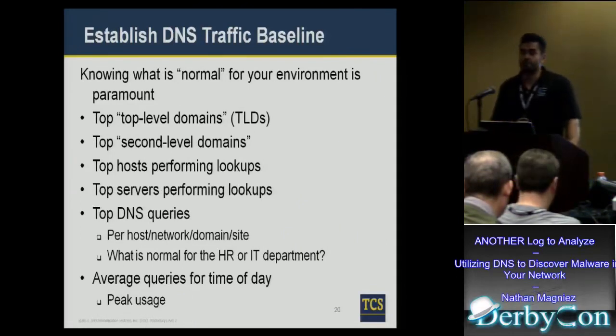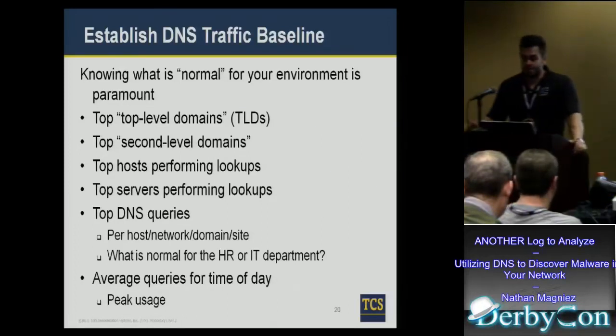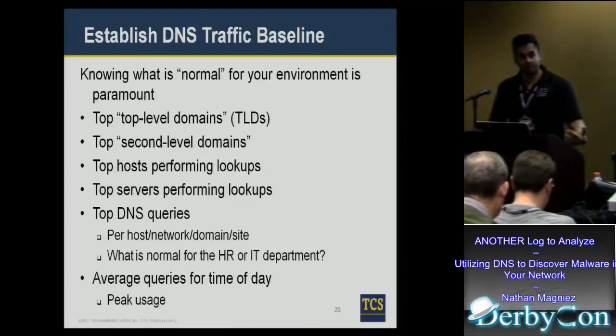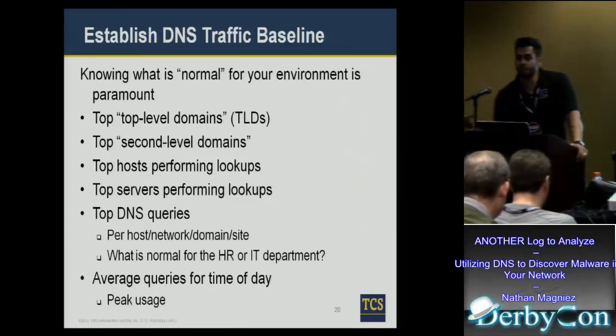All right, so we need to establish a DNS traffic baseline. That's going to be paramount for this. Basically, what is normal for your environment? It's going to be different everywhere, so you need to know what's going on in your environment ahead of time. So establish a baseline for the top level domains, so the .coms, the .govs, the .mils, what have you, .edu. The second level domains: you know your users are going to Facebook every day, they're going to YouTube. That's normal. What's outside of that scope? The top hosts that are performing those lookups, the servers as well, and then those top DNS queries per host.